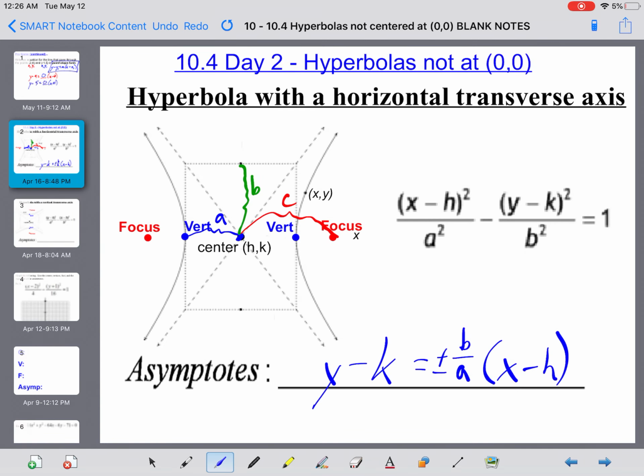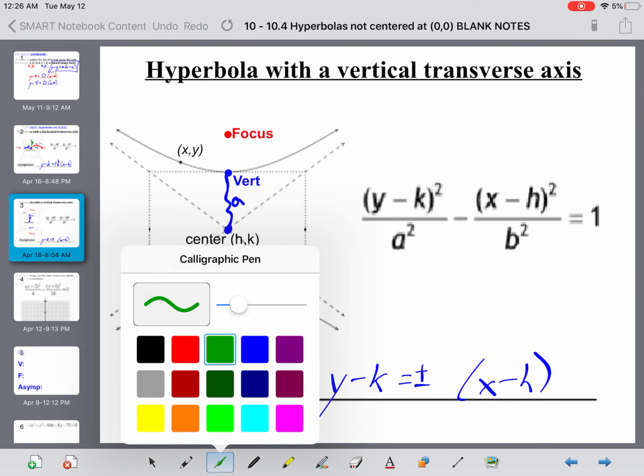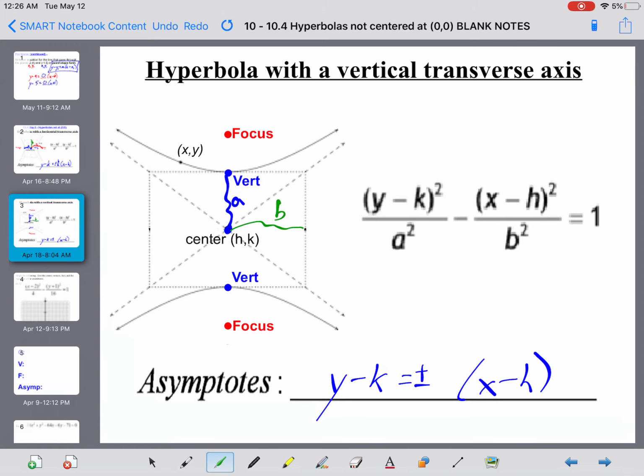Now, this was a horizontal transverse axis. If I do a vertical transverse axis, all the stuff's the same. The a, the b, the c all do the same thing. The only difference is the asymptotes. Again, the center is the point that is on both asymptotes, so y minus k equals, and then x minus h. The slope for this one would be plus or minus. Here my rise would be up a units, but over b. So the slope is plus or minus a divided by b. Again, I don't memorize the a's and the b's. I look at my rectangle and see what my rise over run is.